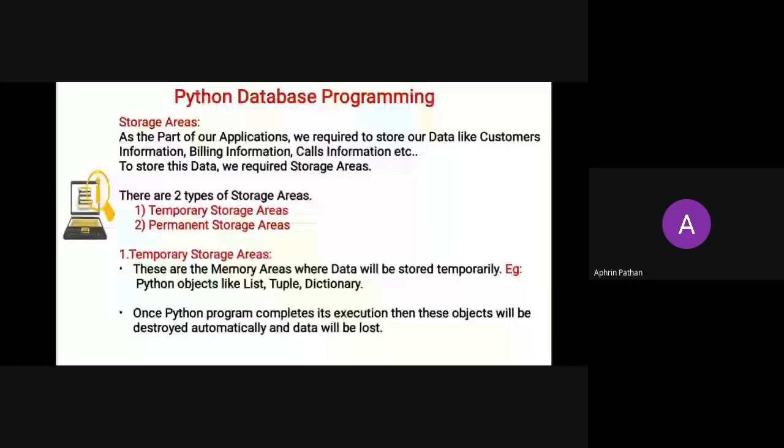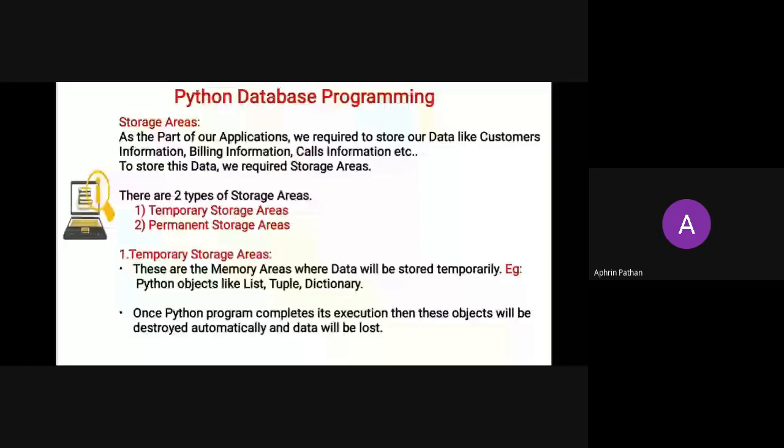Now in programming we have two types of storage areas. First is a temporary storage area and second is a permanent storage area. Which are the temporary storage areas? The variables which we are declaring. Once we execute our program, while our program is running, only at that time these storage areas will be active and whatever data we are storing will be stored in that storage area. But once the execution stops, that storage area will be cleared.